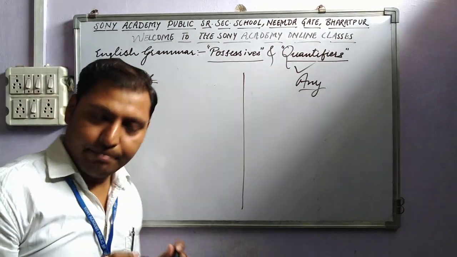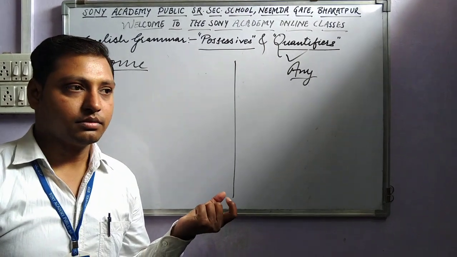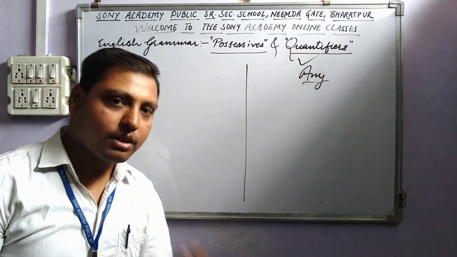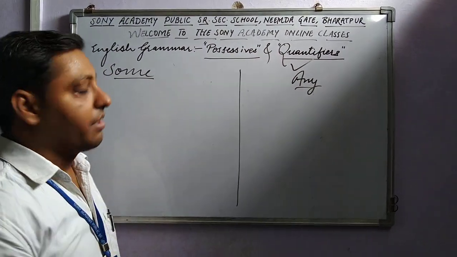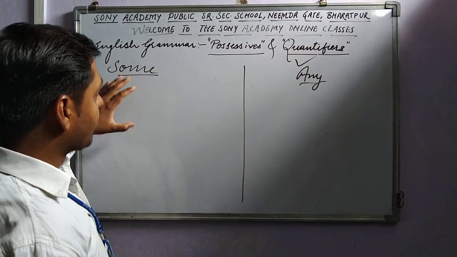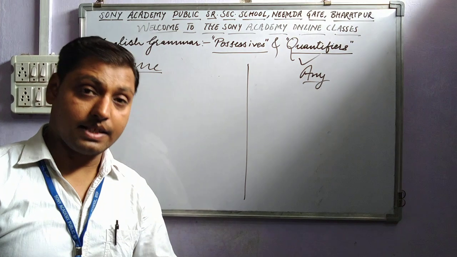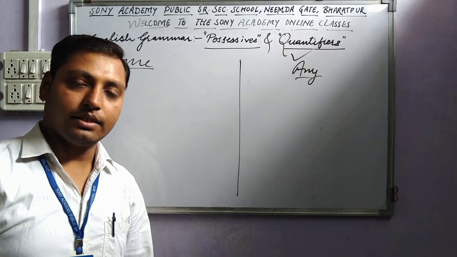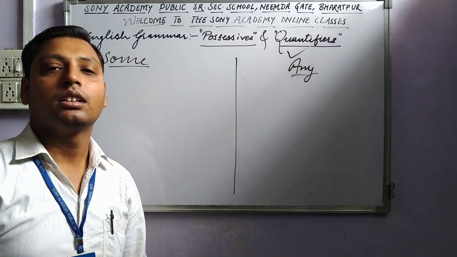The basic similarity between them is both of them can be used before nouns that are countable and uncountable both. I mean, they can be used before both kinds of nouns, whether the noun is countable or uncountable. Now difference. Some is used for positive sense and in positive sentences, and in such questions that express any offer or invitation.